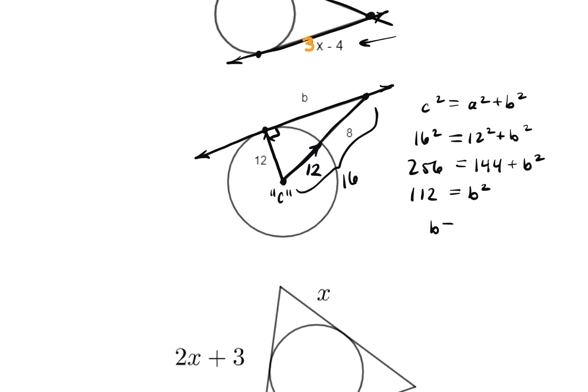All right, so b must be equal to the square root of 112, right? Because I'm taking the square root of both sides to cancel that guy out. And the square root of that is about 10.6. So this guy's about 10.6. Okay? So that kind of makes sense, right?